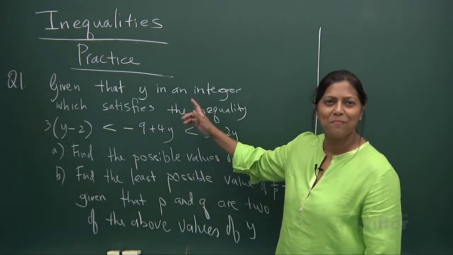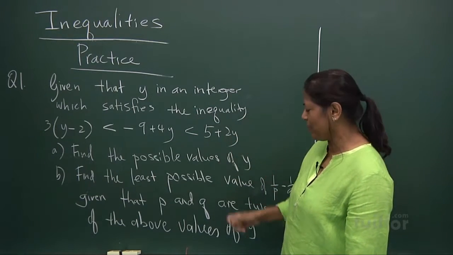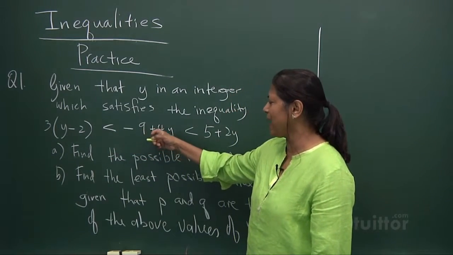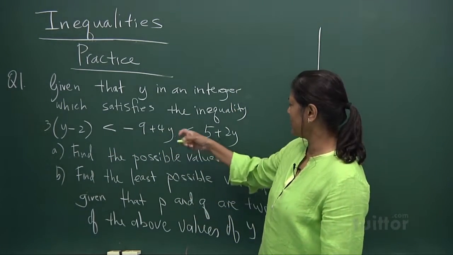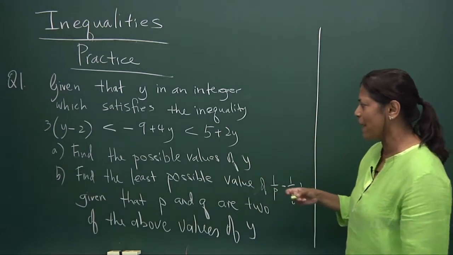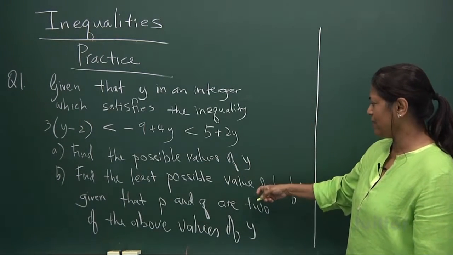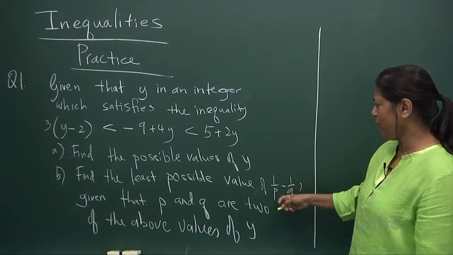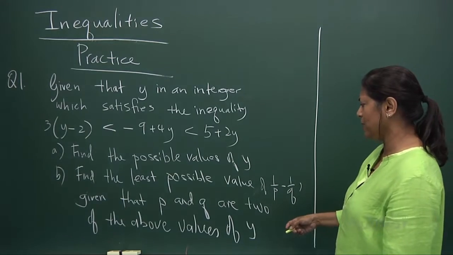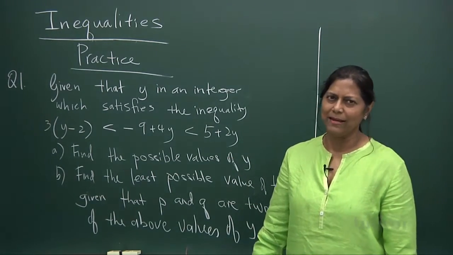Now look at this sum, my dear. Given that y is an integer which satisfies the inequality 3y minus 2 is less than minus 9 plus 4y, and this is less than that, you're asked to find the possible values of y. Okay, and don't forget y is an integer. And what is the least possible value of 1 over p minus 1 over q, given that p and q are two of the above values of y?